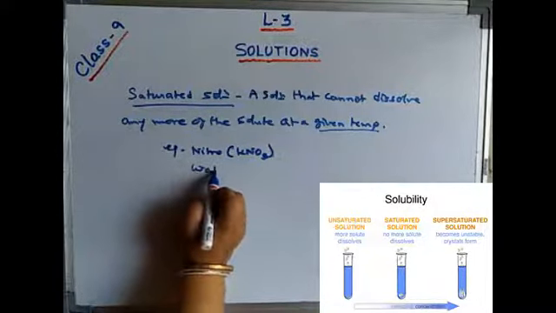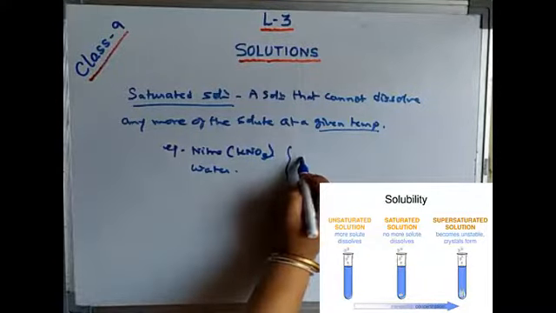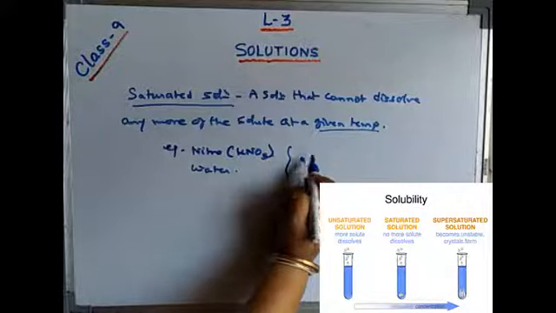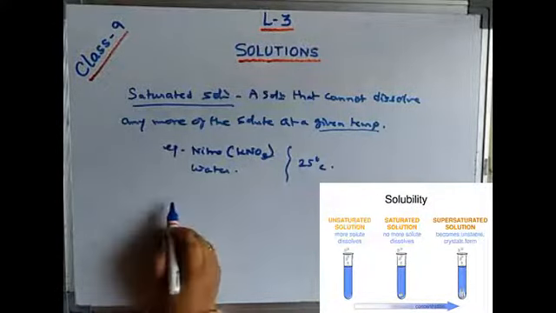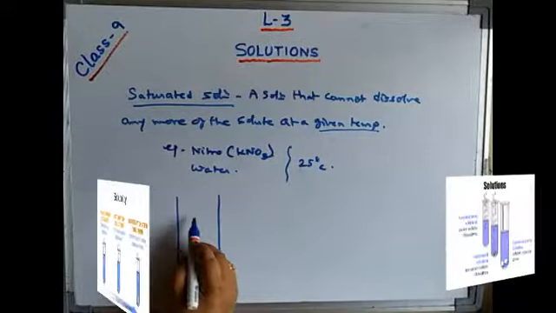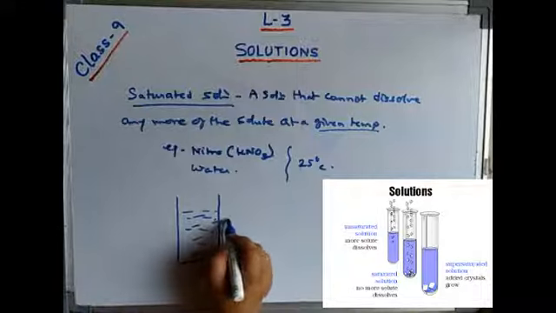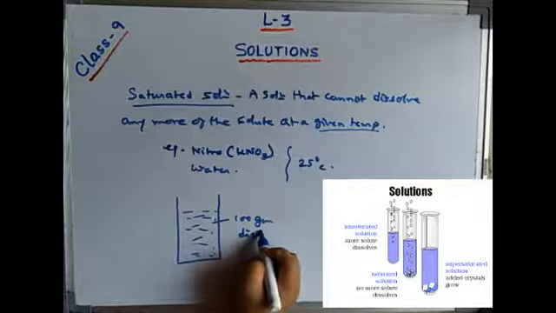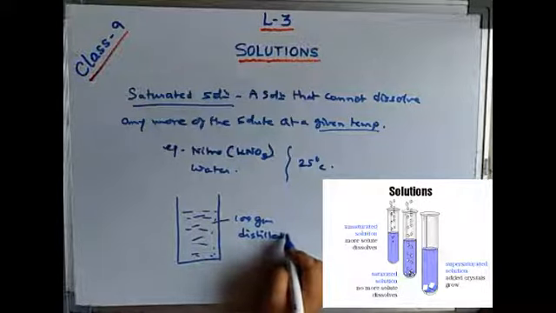We have taken water, and we keep the temperature at normal temperature, suppose 25 degrees centigrade. At this temperature we take a beaker in which we have a fixed amount of water. Suppose I have taken 100 grams of distilled water. Why are we taking distilled water? It is free of impurities and dissolved salts and gases.